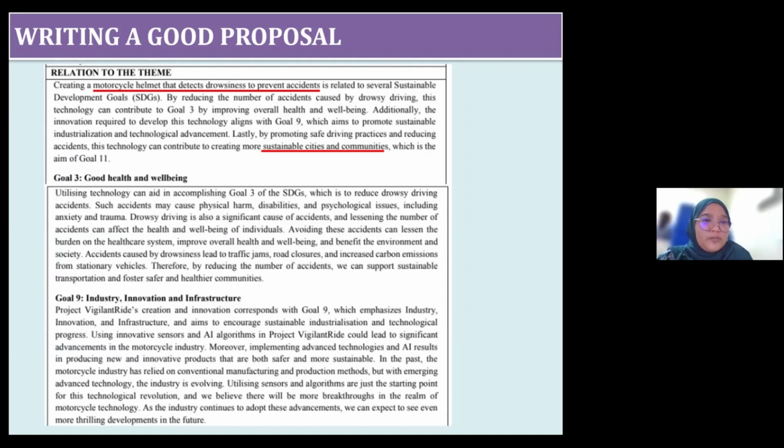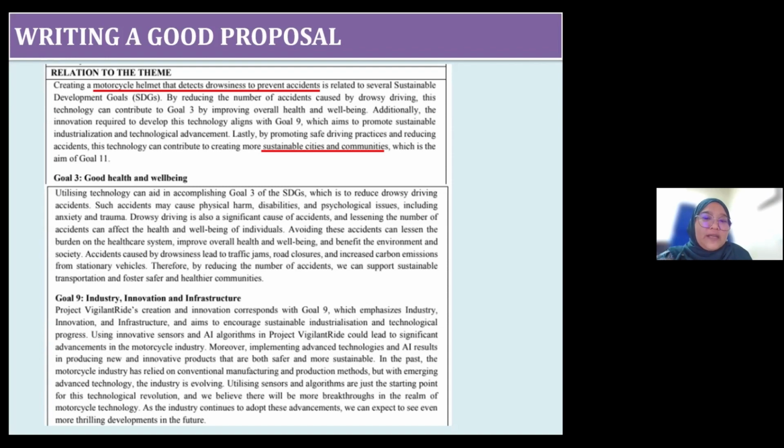This group innovated a motorcycle helmet that is able to detect drowsiness. With this, they try to prevent accidents. Following this innovation they are going to produce, they identify the SDGs corresponding or related to the product innovation they are producing. Basically, goal number 3, good health and well-being, and goal number 9, industry, innovation, and infrastructure.